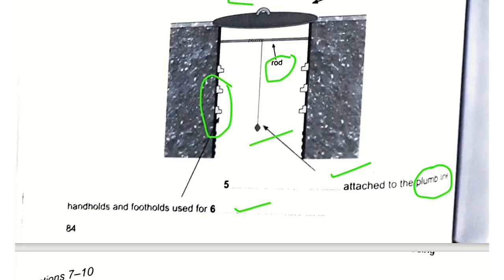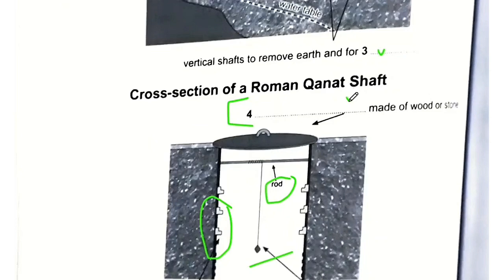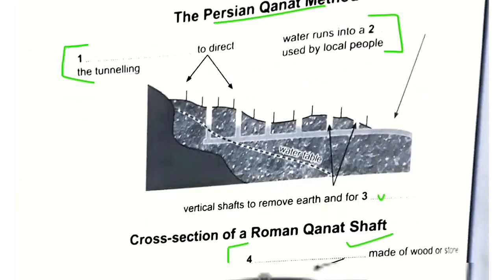The answer is lid for this question. The lid was made of wood or stone. We have completely completed the diagrams question, and you can see here you have to mention only one word. So please make sure that you write only one word.